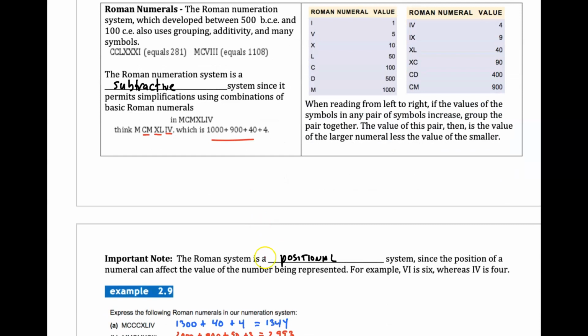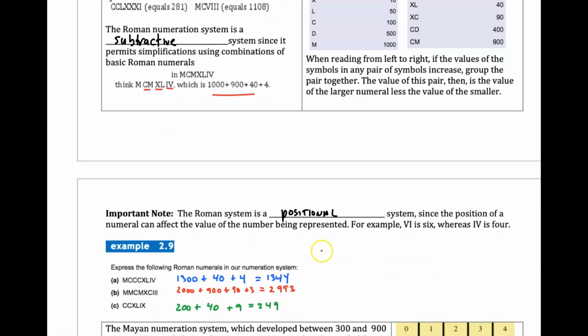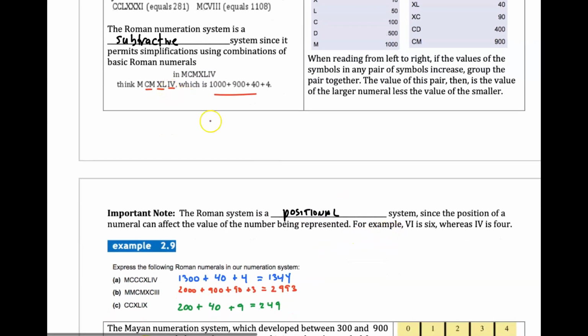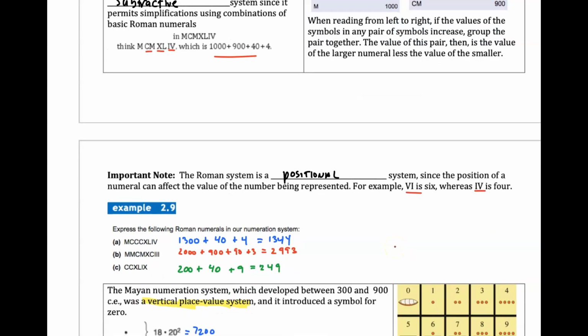Using those symbols, we can also see from that example that the Roman system is also positional. Positional means where it's located has an effect. Since the position of the numeral can affect the value, it's positional. VI means 6, IV is 4. So you've got to keep that in mind in terms of the Roman numeral system.